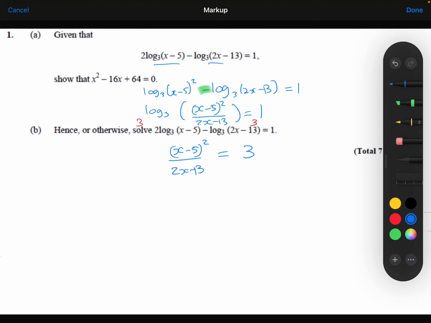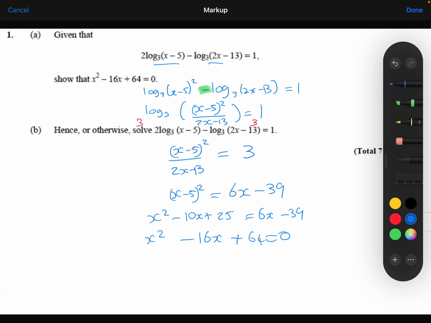I've now managed to get rid of the logarithms, so I can now multiply both sides by the 2x minus 13. Expand the brackets and move everything over onto one side of this equation. And that is what I wanted to show. So that's part A done.